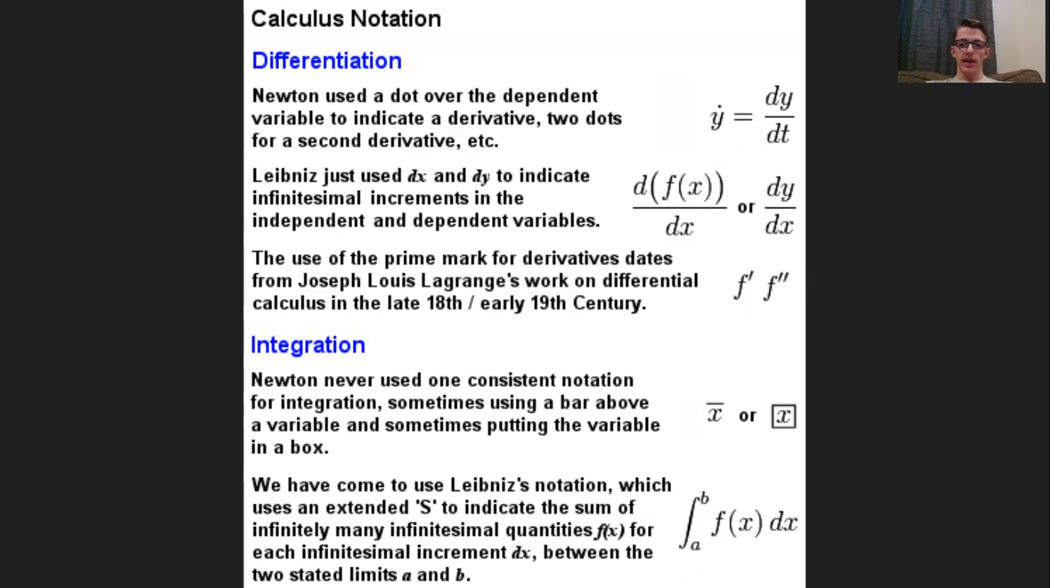And then down here in the part about integration, Newton kind of didn't have a consistent way of writing or signifying his integration. But we use Leibniz's notation. So it's interesting to see that they both have different methods. And we end up using a lot of Leibniz's stuff, and I'm sure that we end up using a lot of Newton's stuff too.